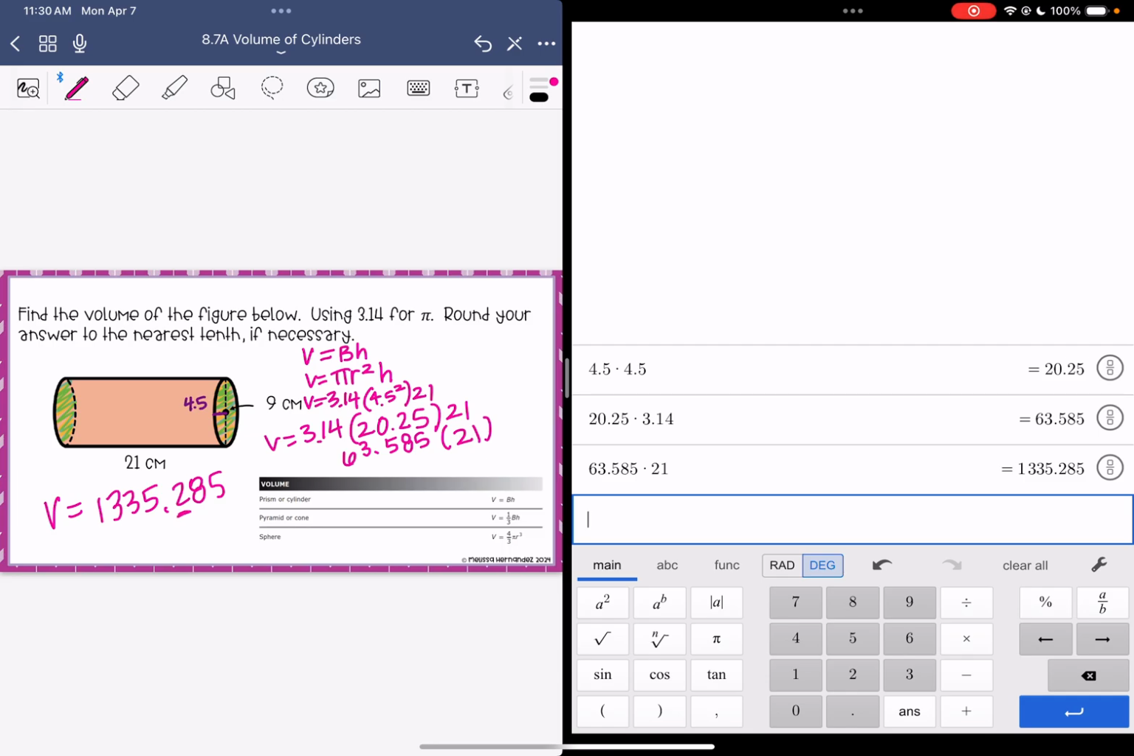So that tenths place I just underlined, which is 2, and I look to the number to the right, which happens to be 5 or more. So if it's 5 or more, then you round up. So your actual final answer is 1,335.3 centimeters cubed. And the reason I used cubed is because it is volume and it's 3-dimensional.